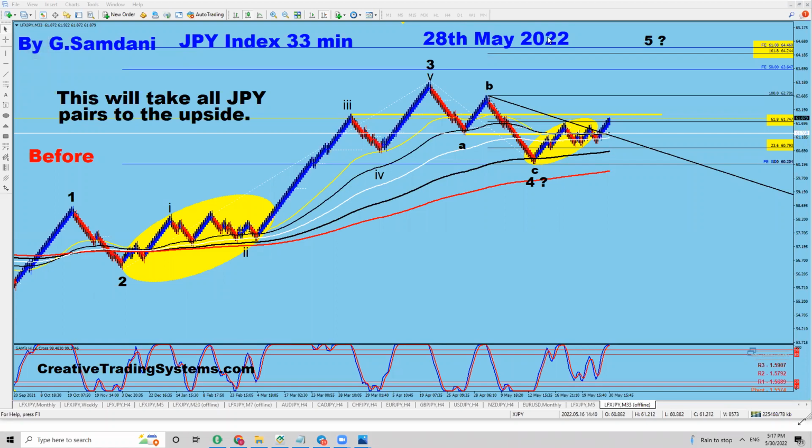This is the yen index chart, my 40-minute chart, 33-minute actually, this one. I use a special chart for this yen index especially because it's very powerful. Anyway, so Elliott wave count, this is a chart I made on the 28th May, which was last Saturday.